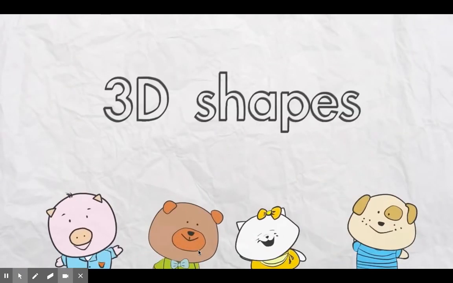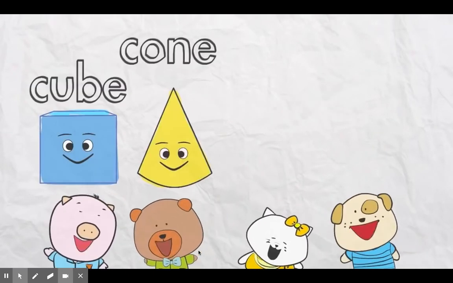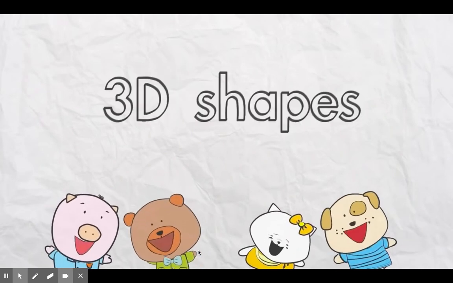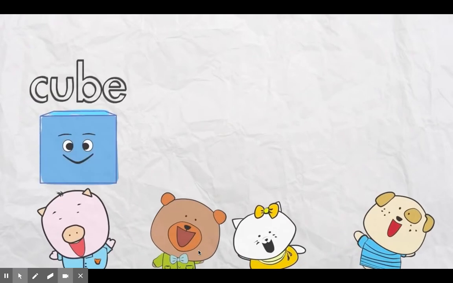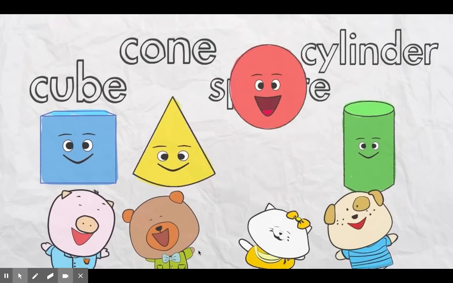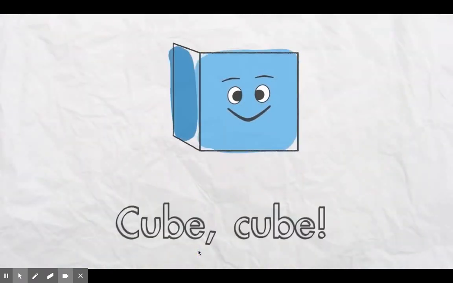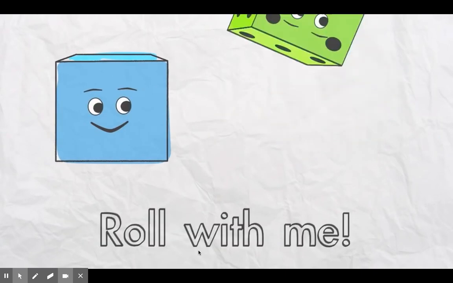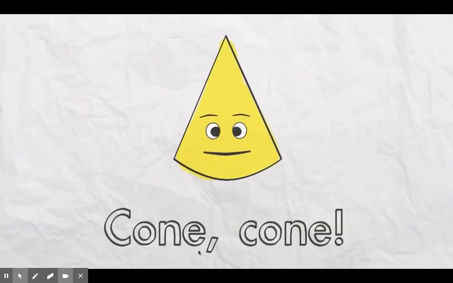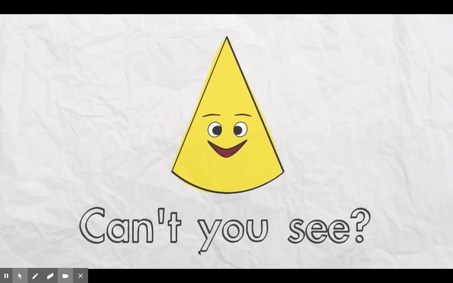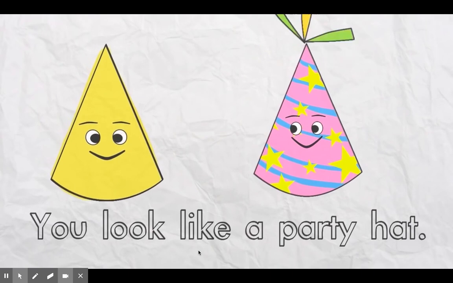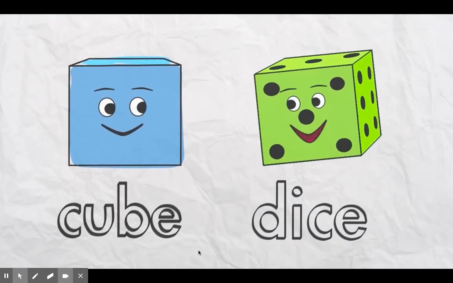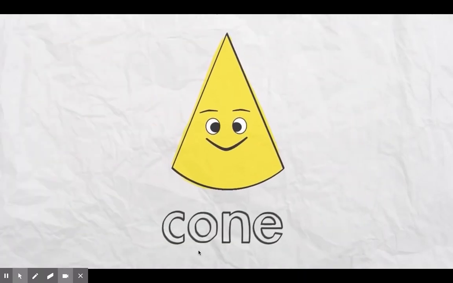Shapes, 3D shapes. I know cube, cone, sphere, and cylinder. Cube, cube, cube, cube. Can't you see? You look like a dice. Roll with me. Cone, cone, cone, cone. Can't you see? You look like a party hat. Dance with me. Cube, dice, cone, party hat.